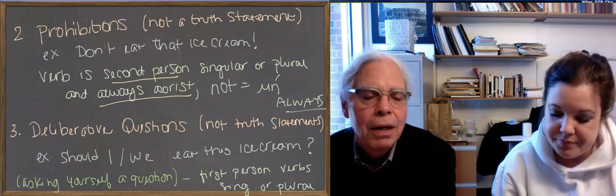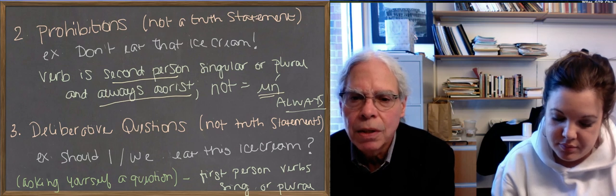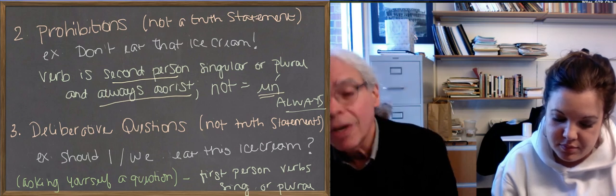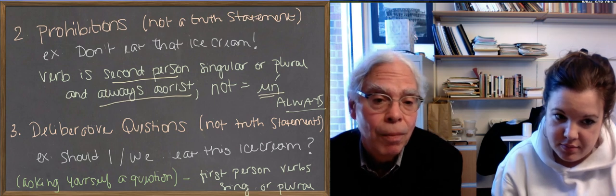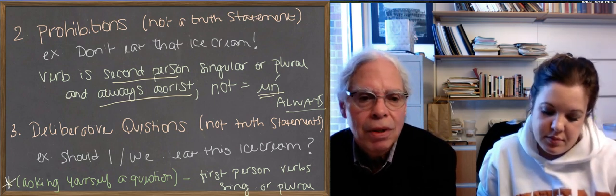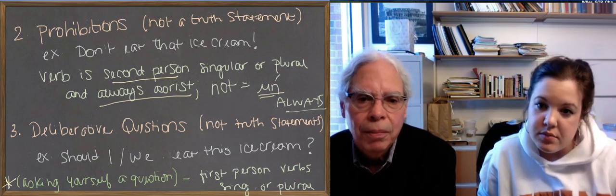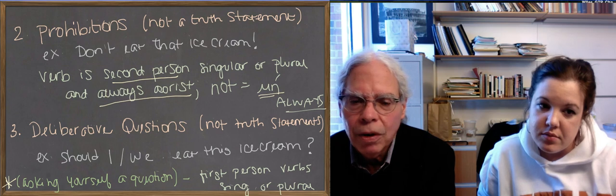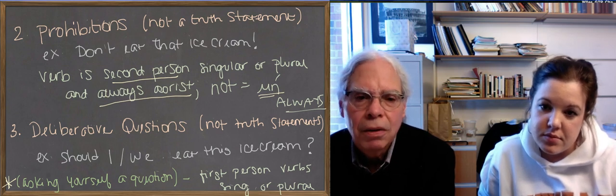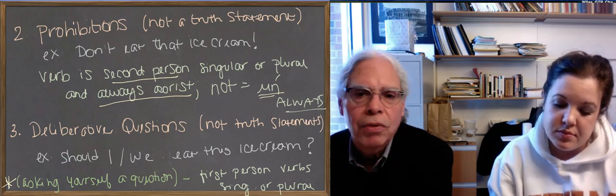Right. And then finally, there are deliberative questions. Deliberative questions mean questions in which you're asking yourself, the speaker, what to do. Okay, should I or should we eat this ice cream? It can be either first person singular or plural. So it's a question in which the subject is I or we, and you're asking yourself the question. So let's look at a few simple examples in Greek.